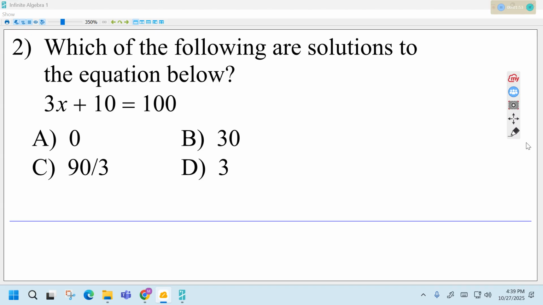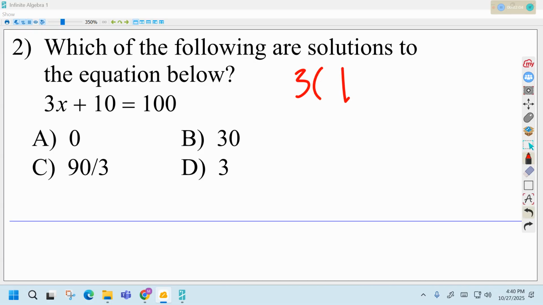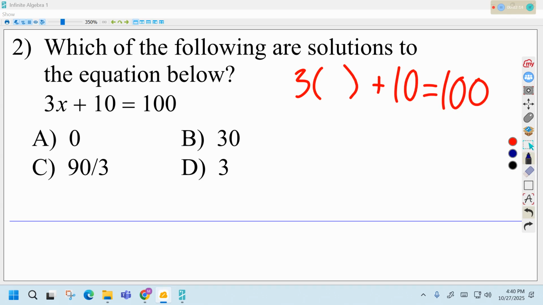Well, as we said, it's the number that makes it true. So what I can do is plug in these values and see which one of them actually makes it true, okay? Is it true that 3 times a number plus 10 is going to give me 100? Well, what is the number? It depends, right? Well, let's see. Let's try plugging in 0. When I plug in 0, I get 3 times 0. 3 times 0 is 0. 0 plus 10 is 10.